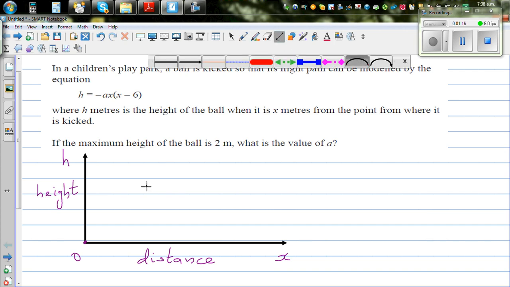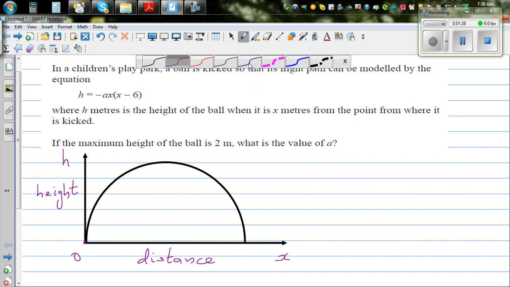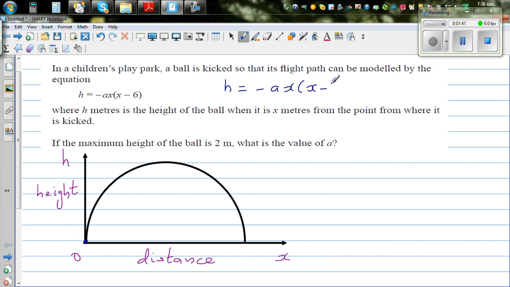So you can understand the path of the ball is parabolic. Let me draw a parabola. Say this is the parabola. It goes like this. This is how the ball goes: it's kicked, it goes up and comes down. So what is said now? This is where it is kicked from, and from the equation, h = -ax(x - 6). So when is the ball on the ground?